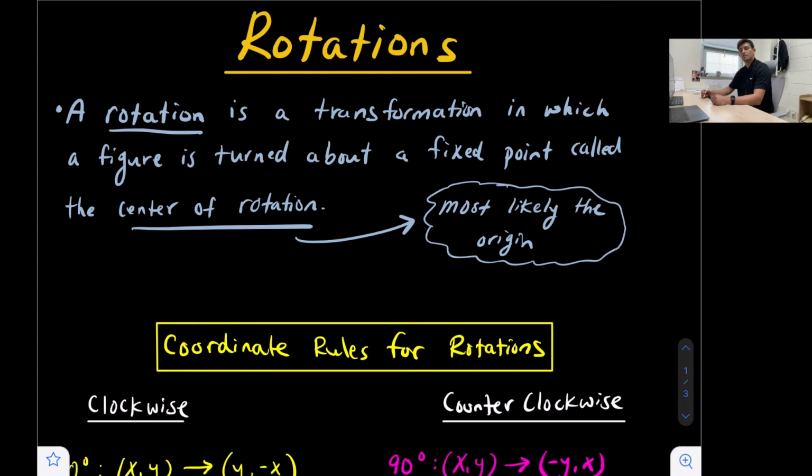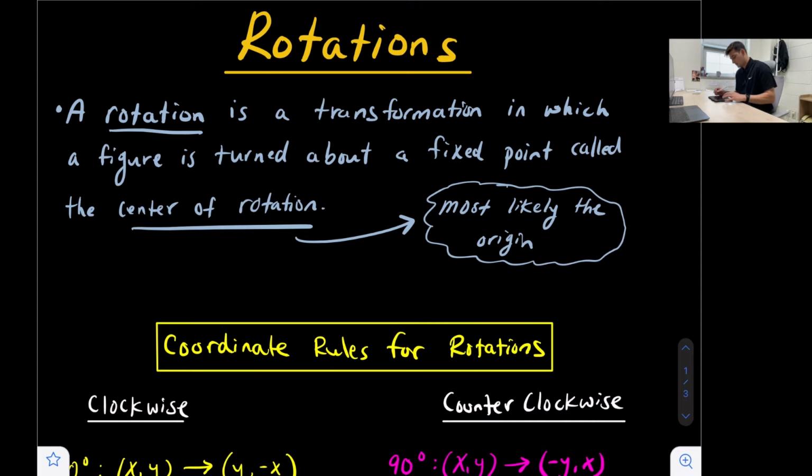Alright, in this video we're going to talk about rotations in geometry. So a rotation is a transformation in which a figure is turned about a fixed point called the center of rotation. Most of the examples that you will see and that we will do, the center of rotation will be about the origin. Okay, so we're going to be rotating around or about the origin. Now with rotations, it's similar to translations and reflections in that it's a congruence transformation. So when we rotate a shape, it doesn't change size or shape, it stays congruent. We are simply moving where it's located.